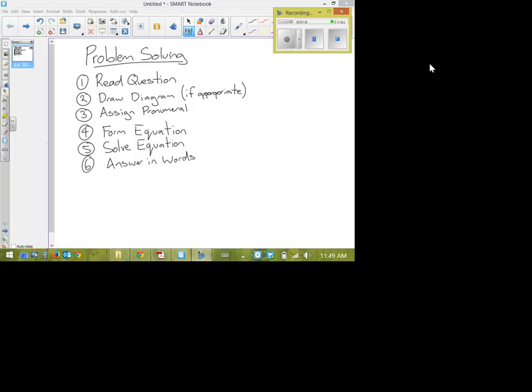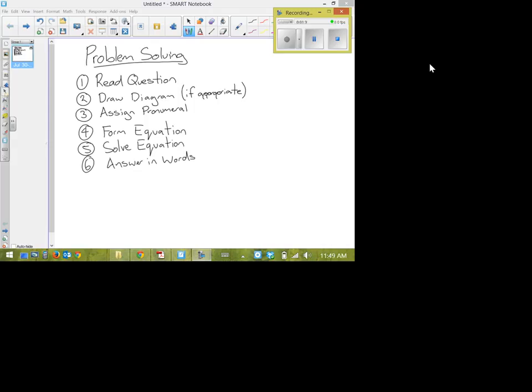Thirdly, you need to assign a pronumeral, most commonly x, but you can use other letters if you want. Assign the pronumeral to what it is you're trying to discover. If it's asking for the length of the side of a triangle, then you assign x for that length, etc. Then once you've assigned your pronumeral, you form the appropriate equation in order to solve the equation and find out what the pronumeral is.